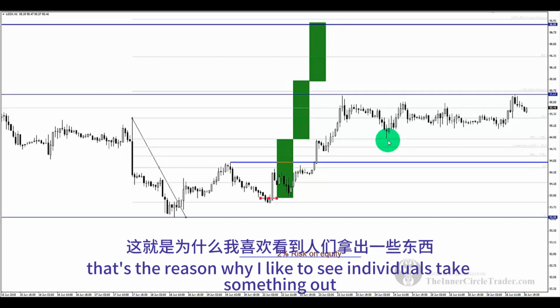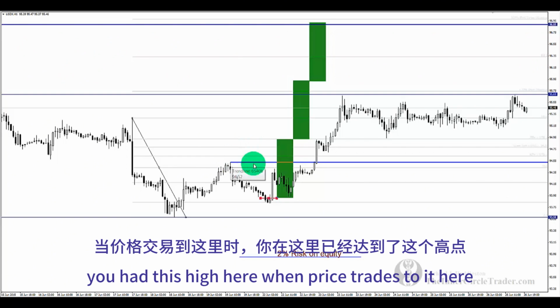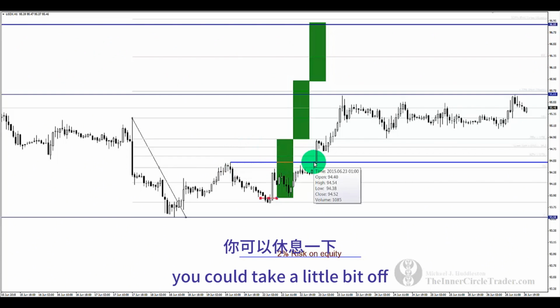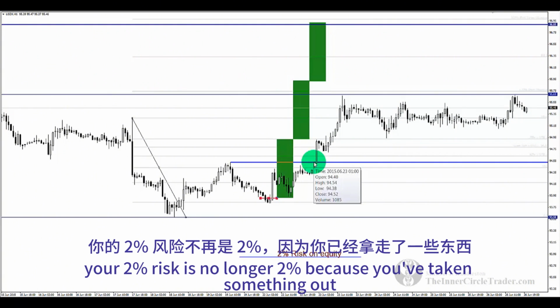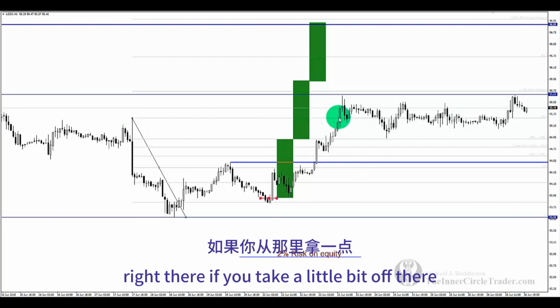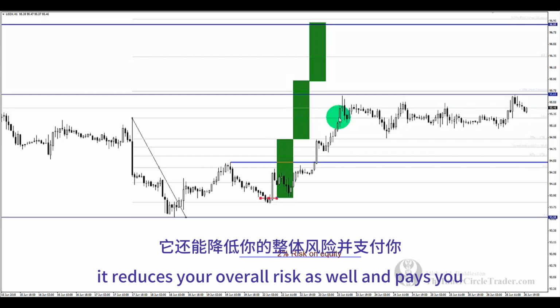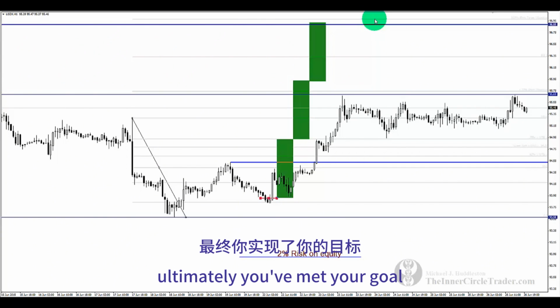And that's the reason why I like to see individuals take something out at predetermined levels. For instance, you had this high here. When price trades to it here, you could take a little bit off. Not a lot, just take something off of it. By doing that, in itself, it's also reducing your exposure to the marketplace. Your 2% risk is no longer 2% because you've taken something out. You've paid yourself. When price comes back to this high here, if you take a little bit off there, it reduces your overall risk as well and pays you. If price comes up to the 200 extension, ultimately you've met your goal.